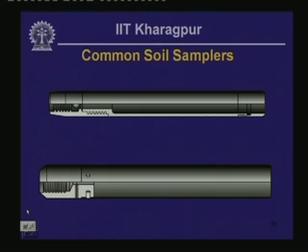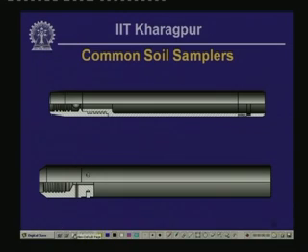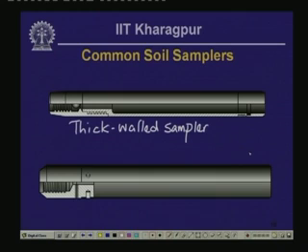Okay, so this particular sketch shows two different samplers used for soil sampling, and the one on the top is a picture of a thick-walled sampler. The sampler in this case is a split spoon sampler, which is the same sampler which was shown in one of the pictures earlier. In this case, what we have is a shoe. So this one here is the shoe, and this one is the split spoon.